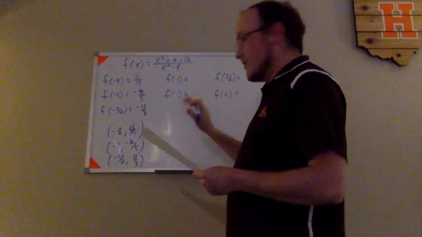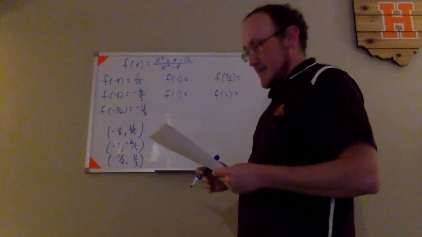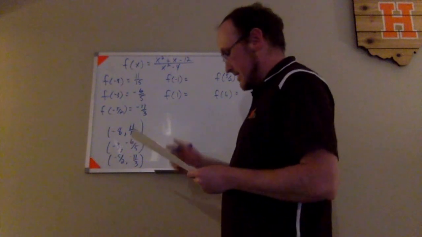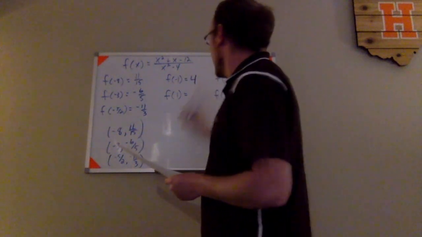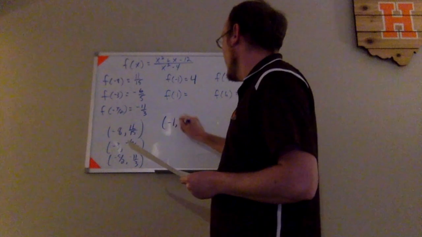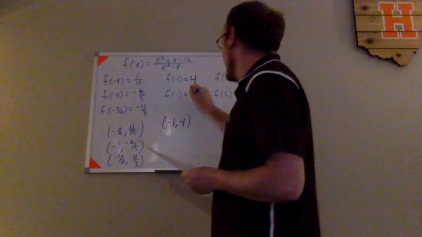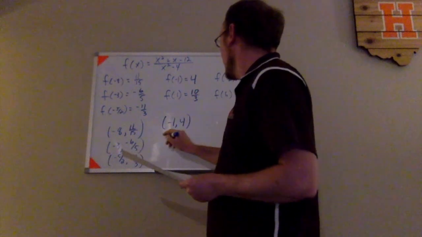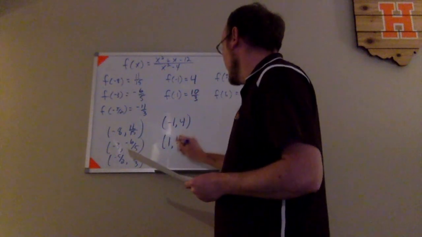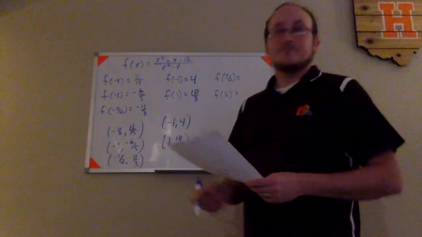In that middle interval, I'll plug in negative 1 and positive 1. I've already done that. When I plugged in negative 1, I got 4, giving me the additional point of negative 1, 4. And when I plugged in positive 1, I got 10/3. So giving me an additional point of 1, 10/3 with that.